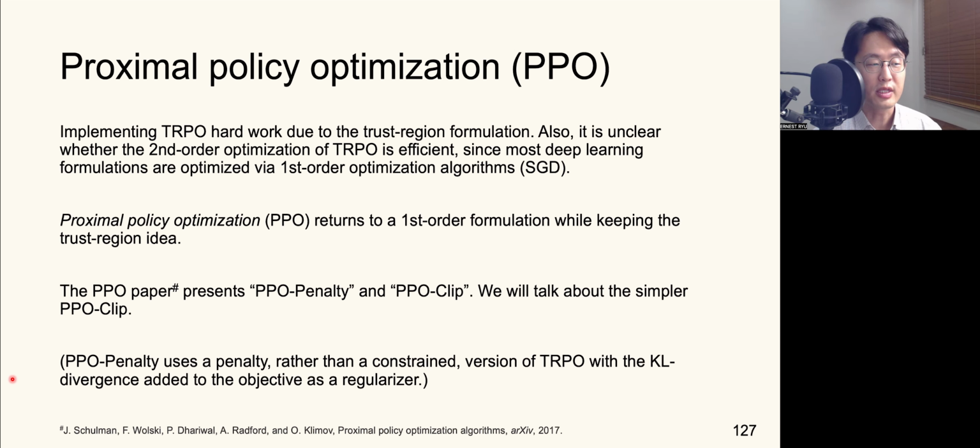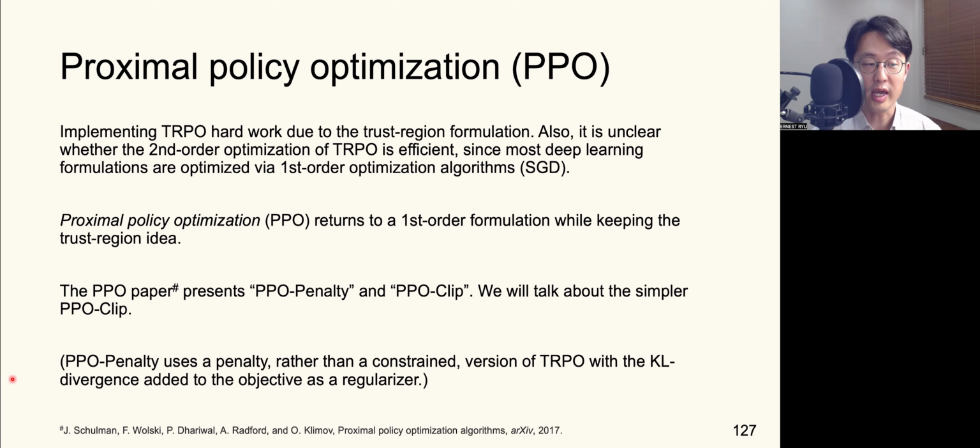So the problem with TRPO is that implementing it is hard work due to the trust region formulation. You need to understand what conjugate gradient is. You need to understand these approximate Newton methods. And it's a lot of background material one needs to understand. And it's not just the requirement of the human user learning new material. It's also unclear whether this second order optimization formulation is efficient.